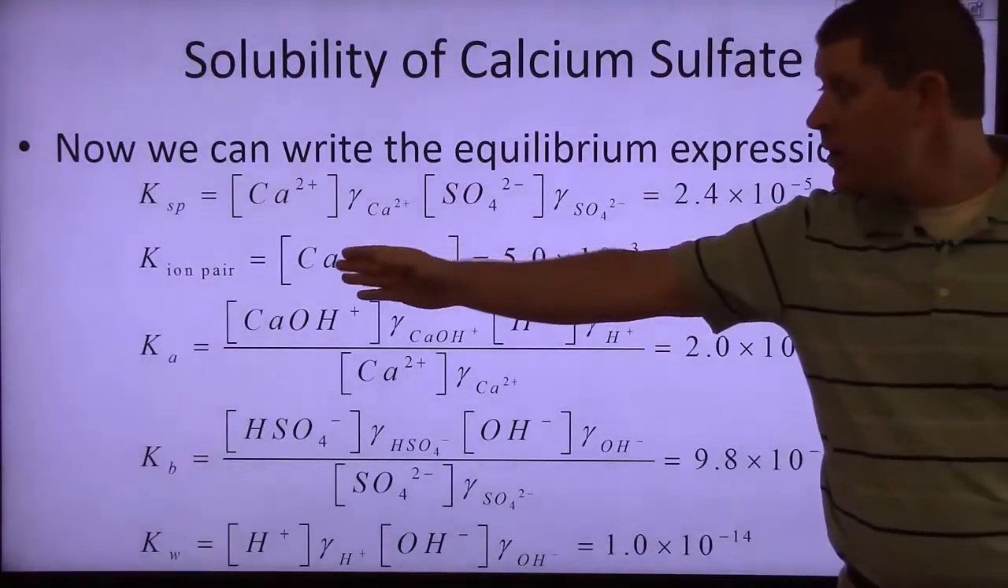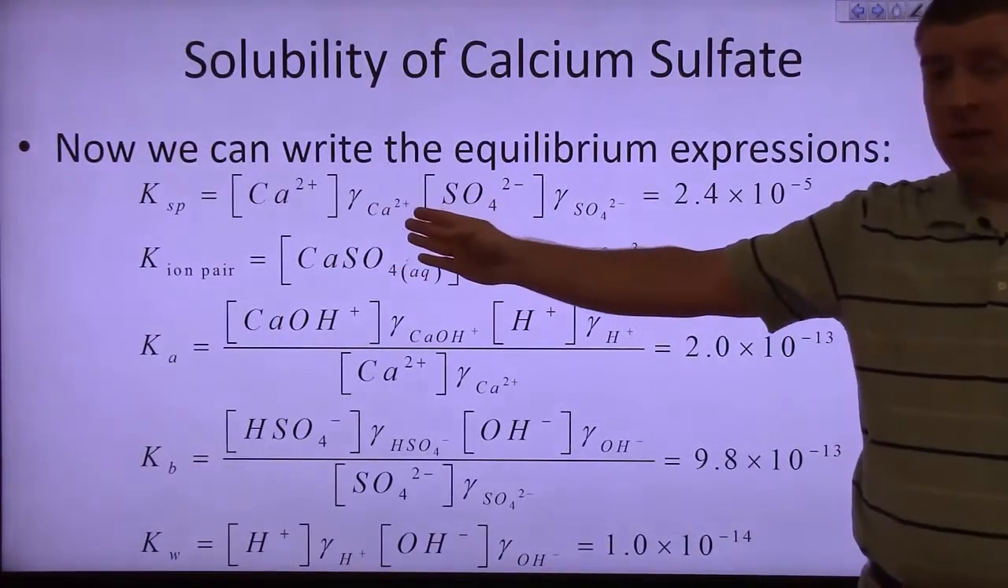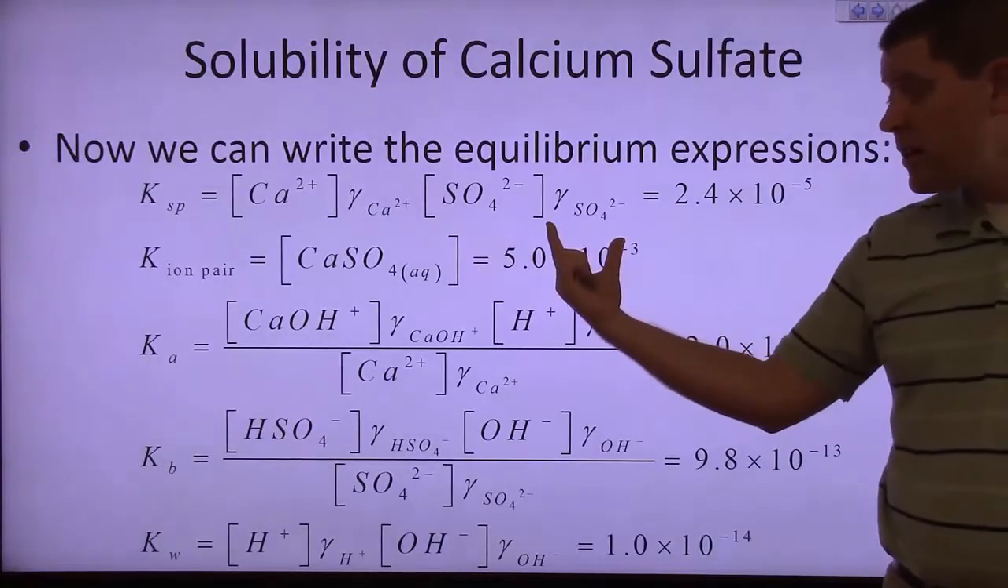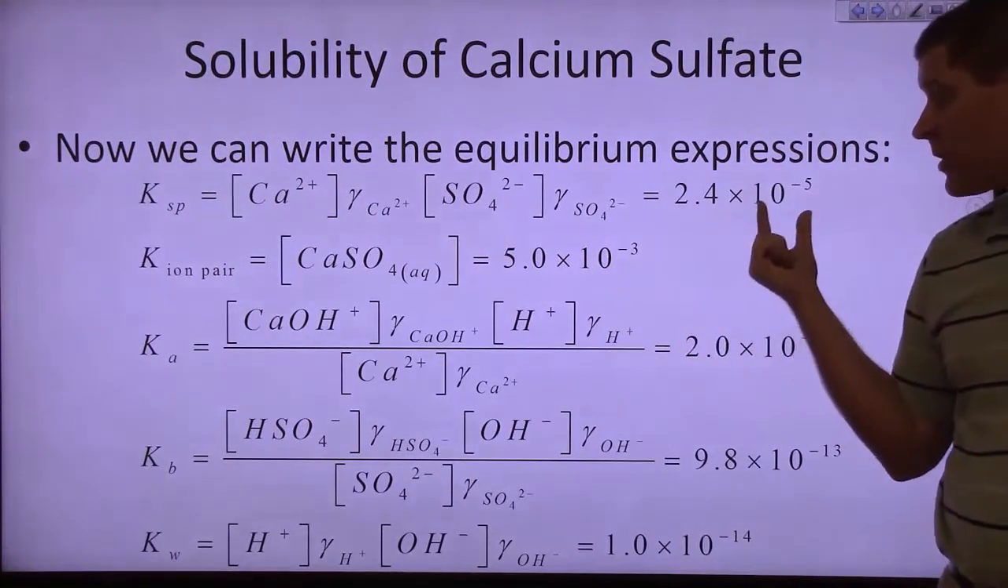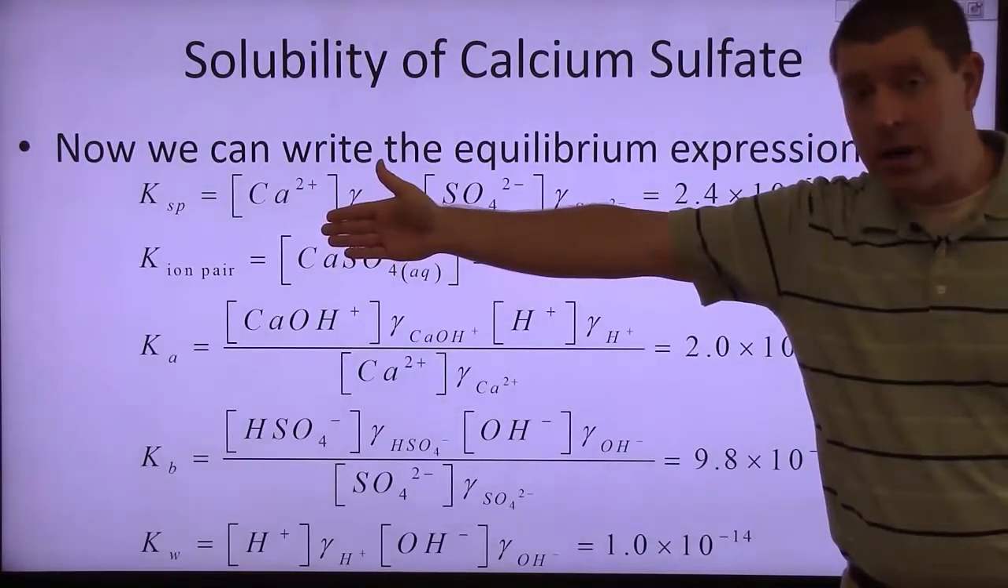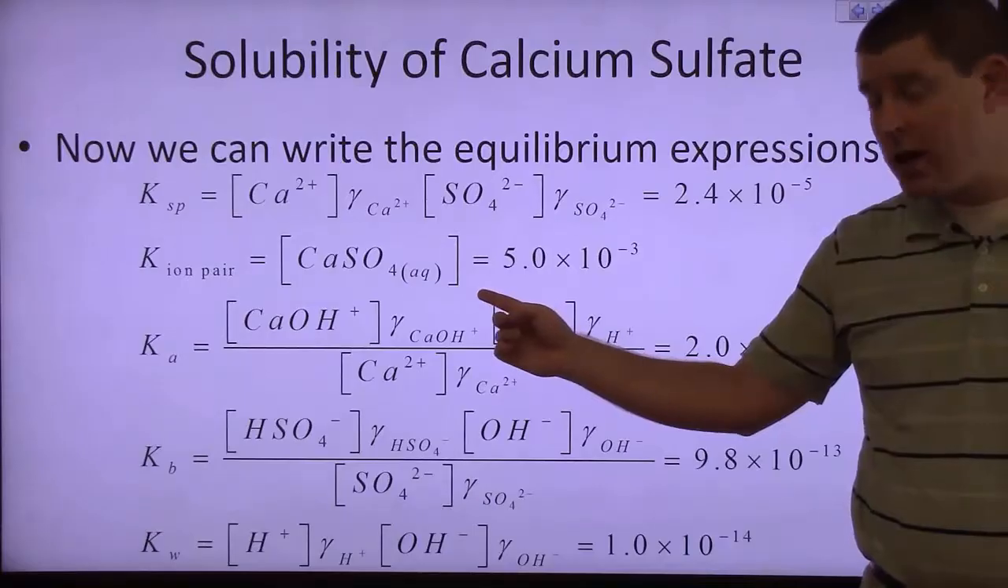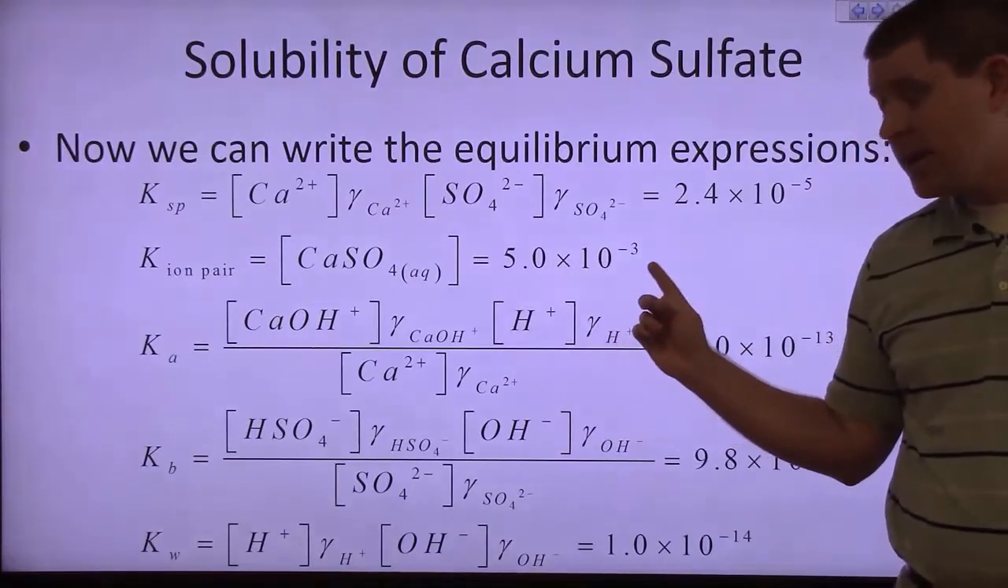So we have KSP equals the calcium ion concentration times the activity of our calcium ion times the sulfate ion concentration times the activity of our sulfate ion, which is equal to 2.4 times 10 to the minus 5. We have the equilibrium constant for our ion pair, which is equal to the concentration of our calcium sulfate ion pair, which is equal to 5.0 times 10 to the minus 3.